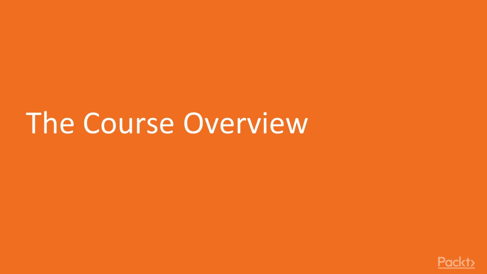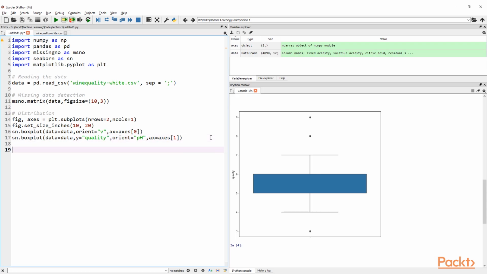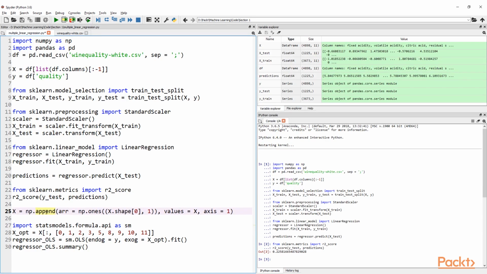So, let's see what we will learn in this course. First, we will use the simplest regression algorithm, multiple linear regression, on the wine quality dataset, and we will predict wine quality using this algorithm.